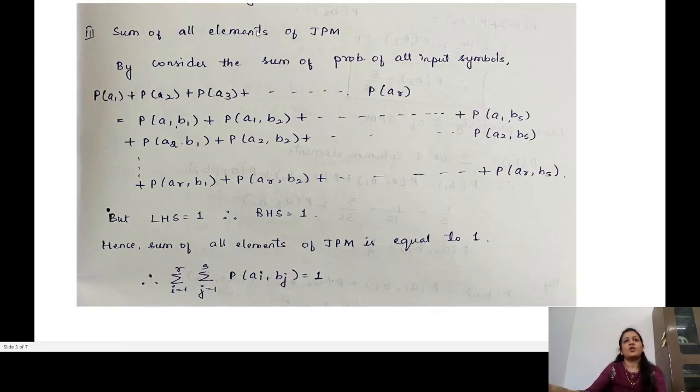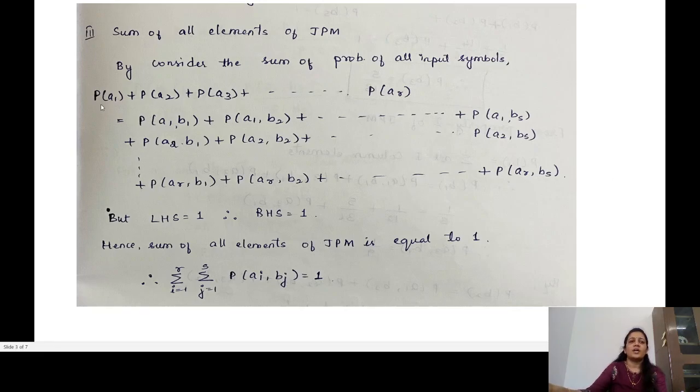What is the sum of all the elements of the joint probability matrix? Now let us consider the sum of all the input symbols P of A1, A2, A3 up to AR. P of A1, I know that it is nothing but the sum of all the elements of the first row in my joint probability matrix. Similarly, P of A2 is nothing but the sum of all the elements of the second row in my joint probability matrix. Similarly, P of AR is nothing but the sum of all the elements of the last row in my joint probability matrix. So I have considered all the elements of the joint probability matrix.